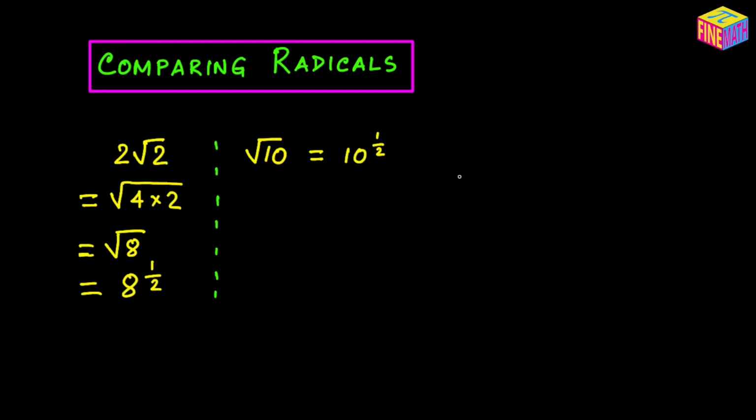So now we have brought them into the same exponent. If you can somehow bring them into the same exponent, in this case the exponent is 1/2, right? Because our 2 times square root of 2 is actually 8 to the power half, and because we have the same exponent, we can again write them as square root of 10 and square root of 8.